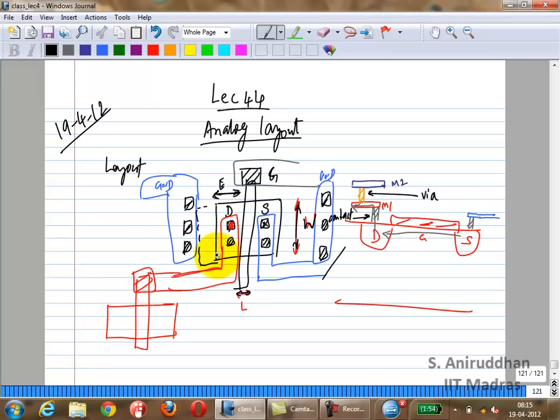2 times the L minimum. Why? It should be larger than the metal line. Okay. So you're saying it should be larger than this. Okay. What else? Anybody else?